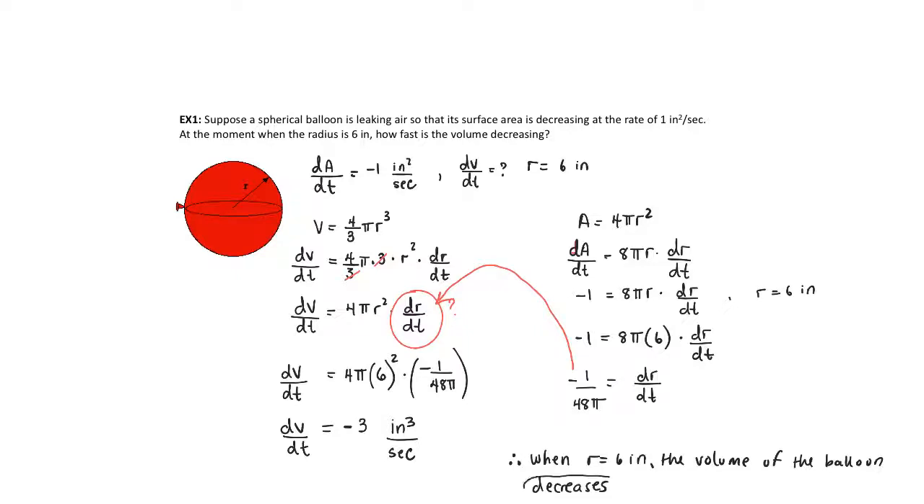And this is what I want to emphasize here. If you write the word decreases, then you don't have to include the negative. The word replaces the negative sign. So you say the volume of the balloon decreases at a rate of 3 inches cubed per second. If you include the negative and you write the word decreases, it's like expressing double negation. Doesn't make sense. So if you write the word decreases, just omit the negative sign. It decreases at a rate of 3 inches cubed per second.